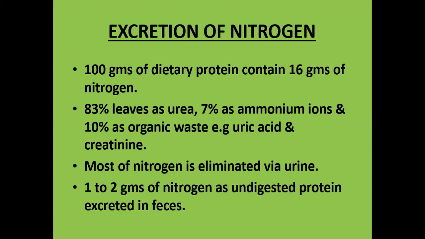So 83% of the nitrogen is excreted in the form of urea. 7% of the nitrogen is lost as ammonium ions, and 10% is lost as organic waste in the form of uric acid and creatinine. Most of the nitrogen is eliminated from the body in the urine, and approximately 1 to 2 grams of nitrogen is lost as undigested protein and excreted in the feces.